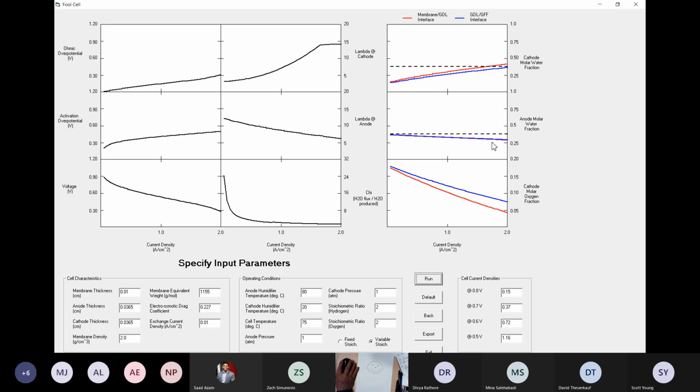And then we have the anode molar water fraction down below, and you can see that that is going down as the current density increases, and that's because of osmotic drag sucking water from the anode side to the positive side.